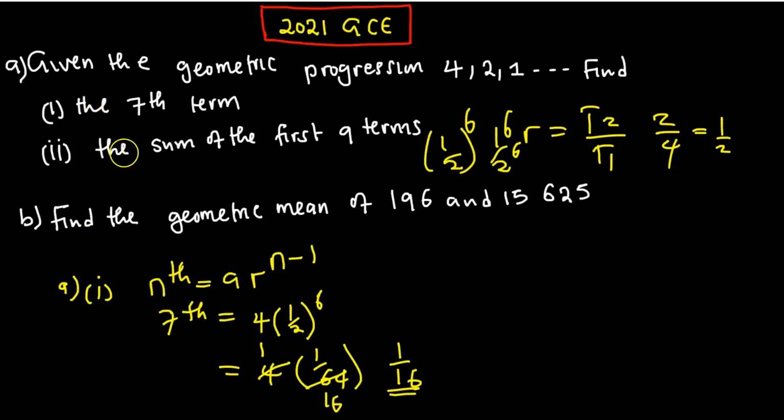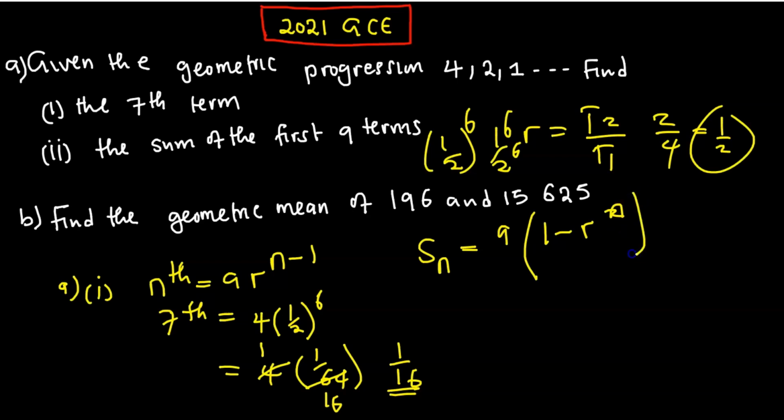Then now the second one, the sum of the first 9 terms. So it is the sum of the nth term. Our r is less than 1, so we are going to use this formula: A times 1 minus r to the power n, then divide by 1 minus r.